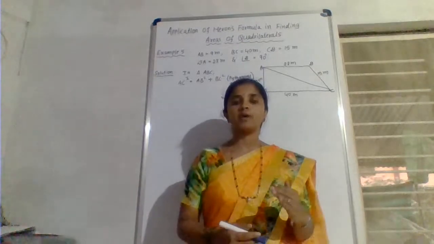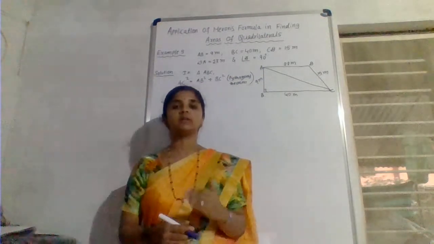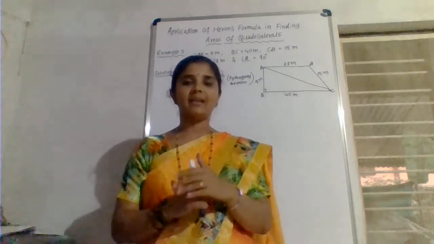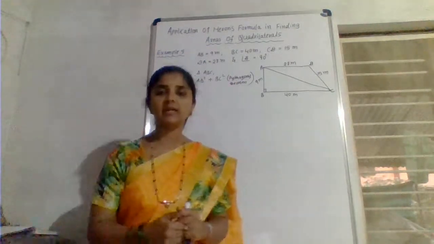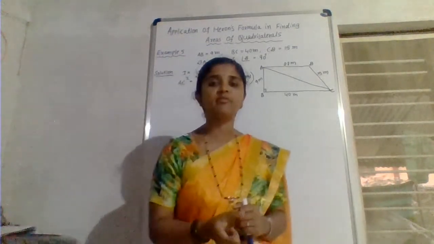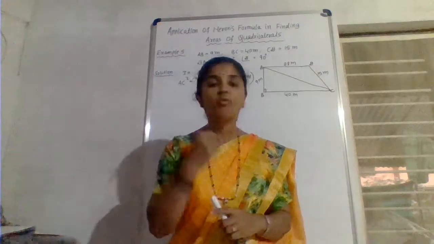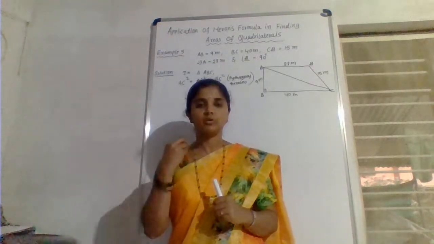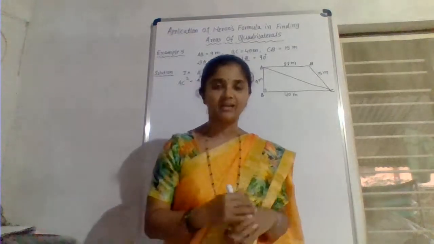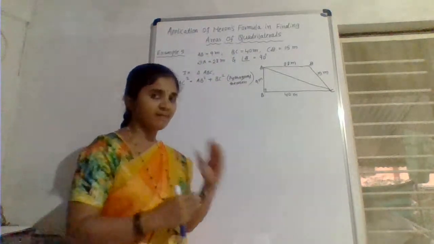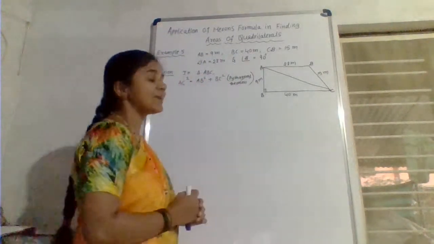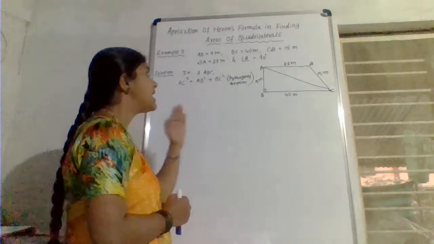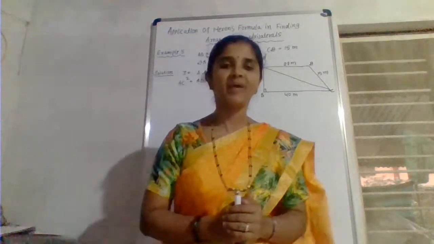Now we have to use this formula for the area of a quadrilateral. How can we take this area of triangle formula and use it for the area of a quadrilateral? So today's topic is the application of Heron's formula in finding areas of quadrilaterals.